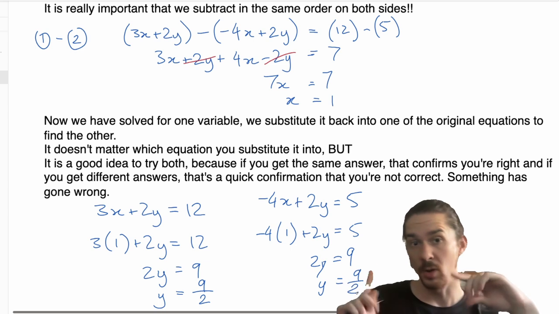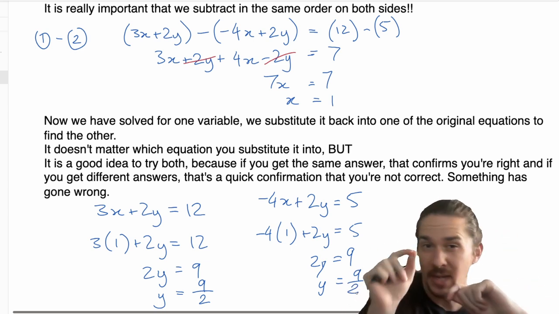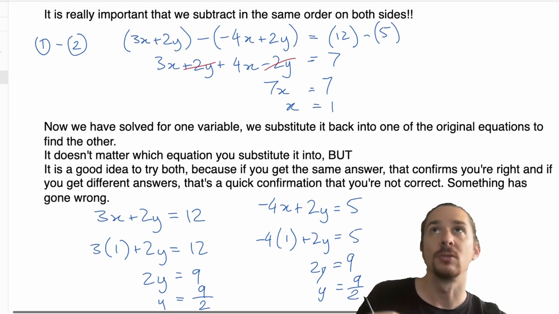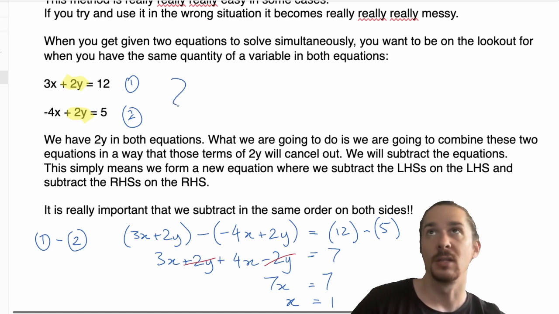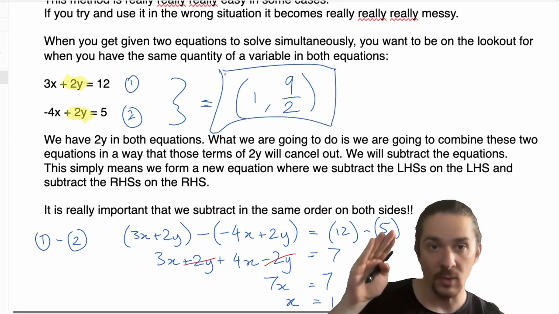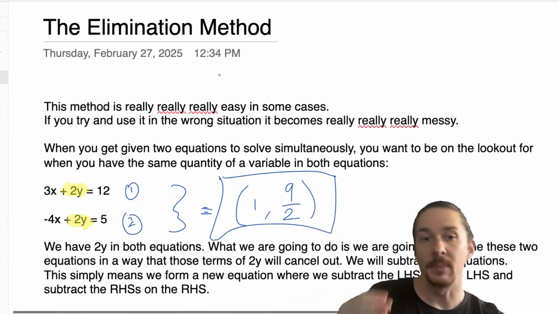Now, I want to caution you, we're not done. We have the tiniest thing left to do, which is we need to take our two answers and put them as a coordinate. So the answer to this question would be the coordinate (1, 9/2). This is our answer and we are done. So that's a really quick overview of the elimination method.